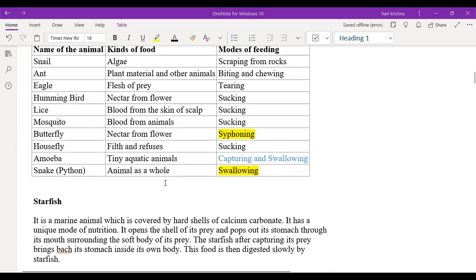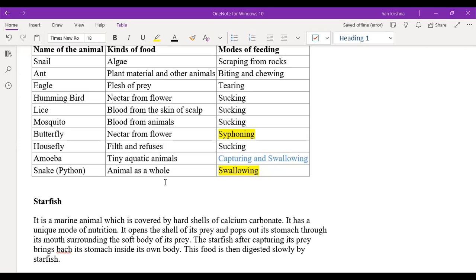Whether it will tear the animal, python? No, sir. Whether it will bite? Sir, it will bite and then swallow. No, check it once again. It will not chew, it will not bite, because it doesn't have teeth. It will completely swallow whatever animal is there, then digest it inside. It will not bite, chew, tear, or suck anything.